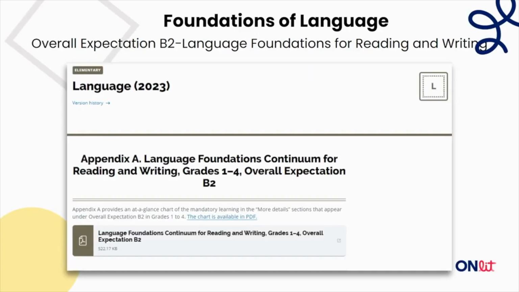In addition to the specific expectations in the new language curriculum, you will find two very valuable appendix documents. The first of these documents is the Language Foundations Continuum for Reading and Writing, Grades 1 to 4, Overall Expectation B2. This Appendix A provides an at-a-glance chart of the mandatory learning in the more detailed sections that appear under Overall Expectation B2 in Grades 1 to 4.